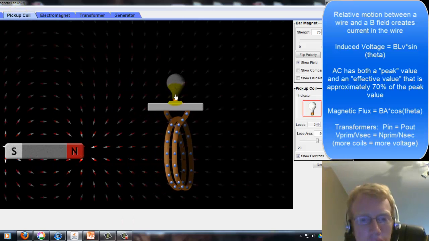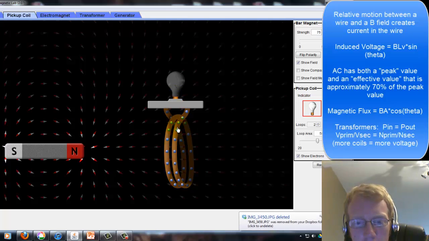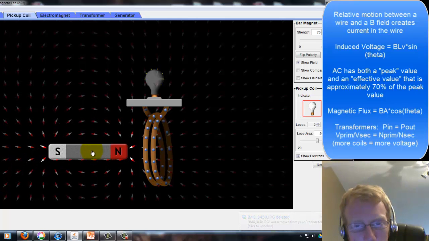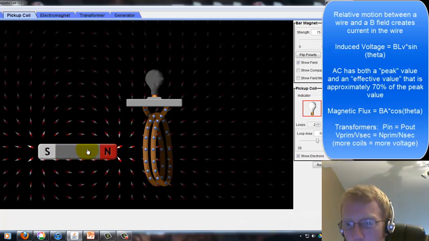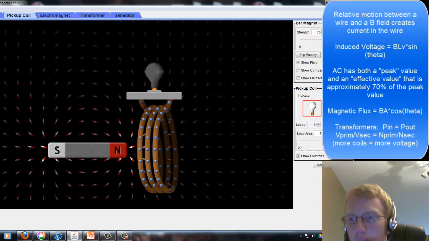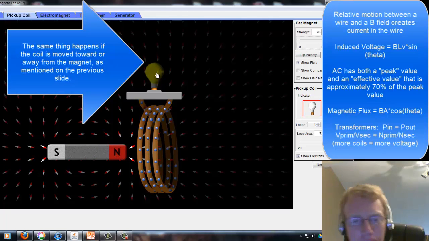Okay, so for this simulation, this is a coil of wire that's hooked up to a light bulb, and here's a magnet. So if we take the magnet and we move it towards the coil, let me make the magnet a little bit bigger and stronger. Okay, so if they're both just sitting next to each other, you can see there's no light coming out of the bulb.